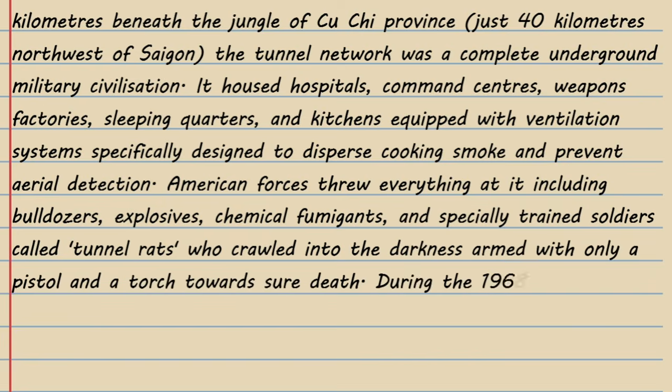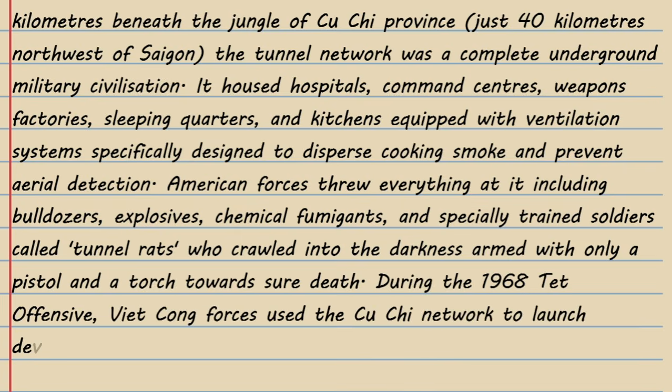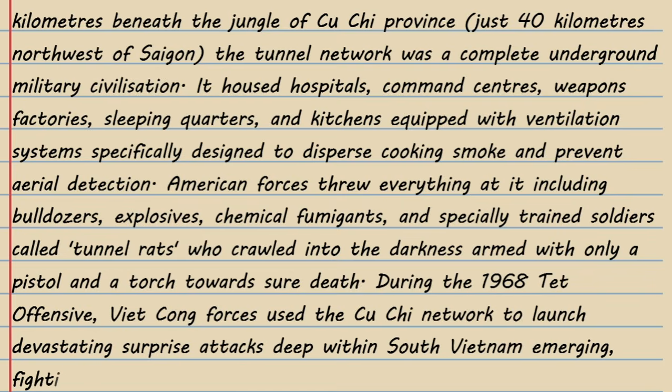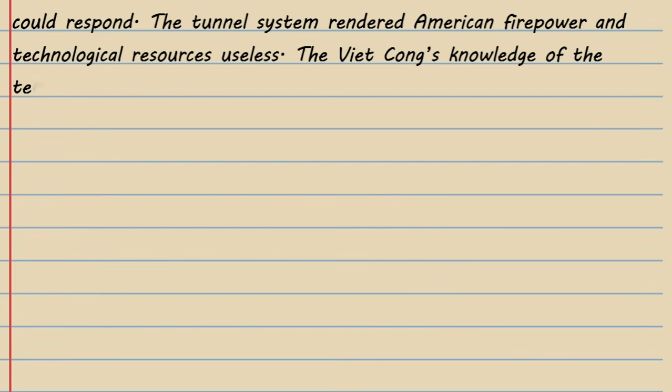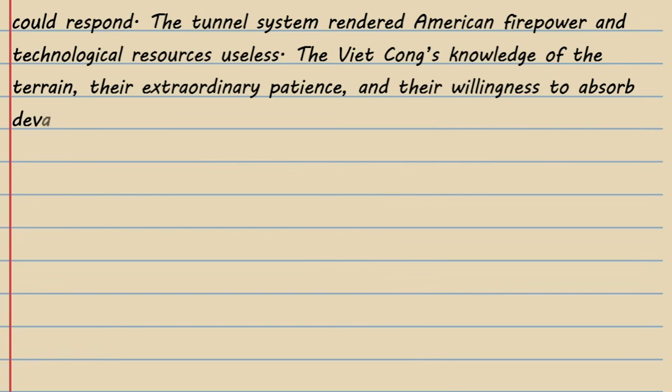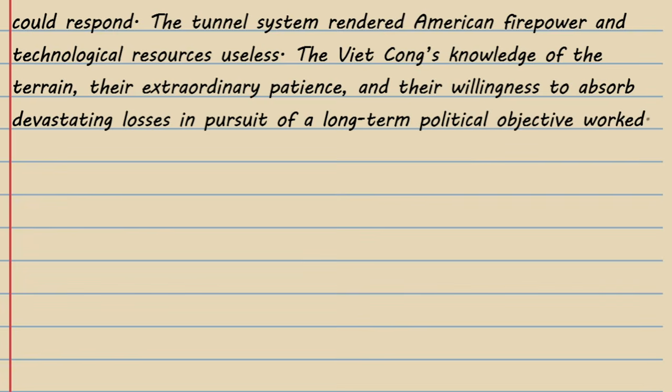During the 1968 Tet Offensive, Viet Cong forces used the Cu Chi network to launch devastating surprise attacks deep within South Vietnam, emerging, fighting, and vanishing back underground before American firepower could respond. The tunnel system rendered American firepower and technological resources useless. The Viet Cong's knowledge of the terrain, their extraordinary patience, and their willingness to absorb devastating losses in pursuit of a long-term political objective worked.